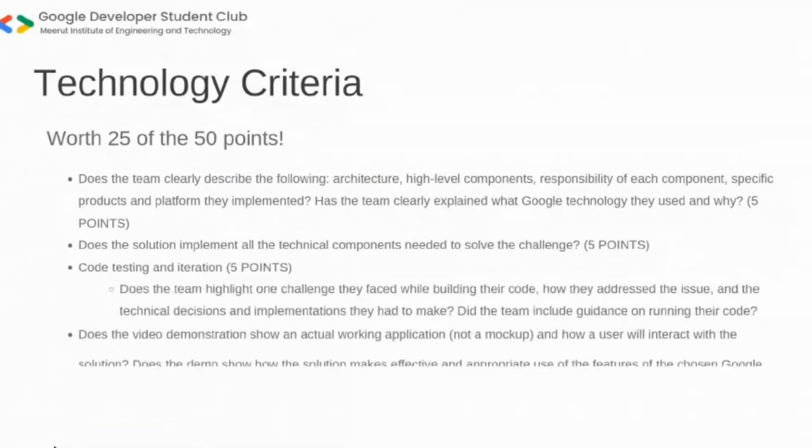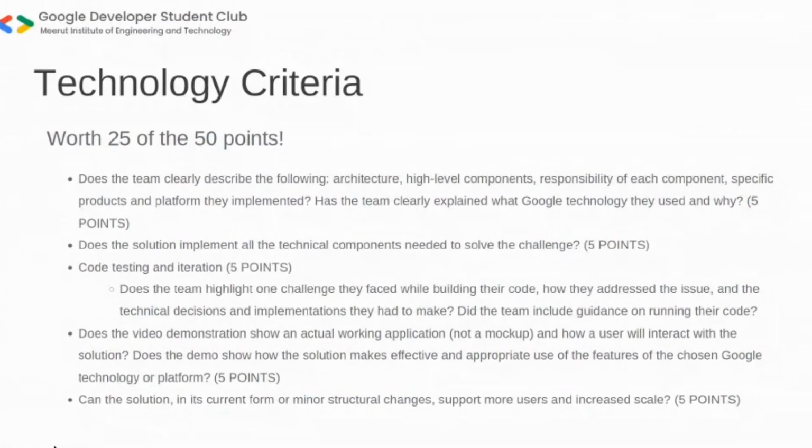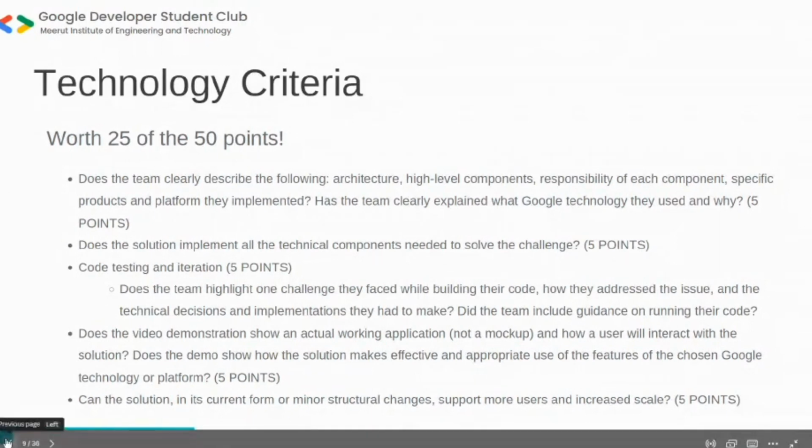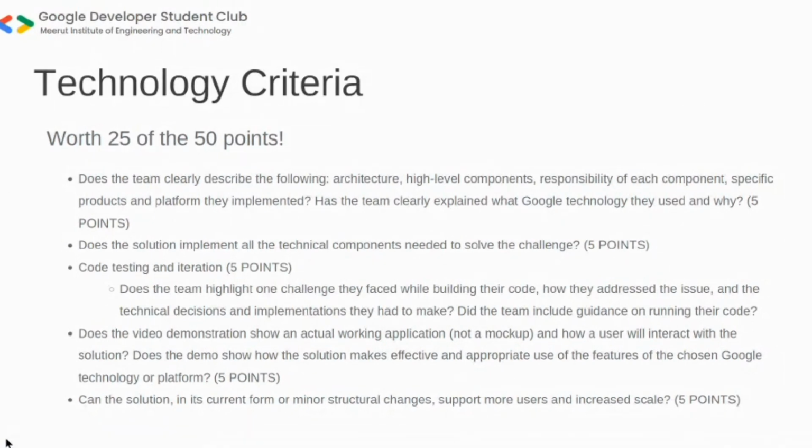After that, we have the technology criteria. So for technology also, there are certain points. There are 25 points out of 50 points. In this, they will look upon your architecture, your high level components, the responsibility of each component your product is having. Okay, and the code and testing also contains 5 points.